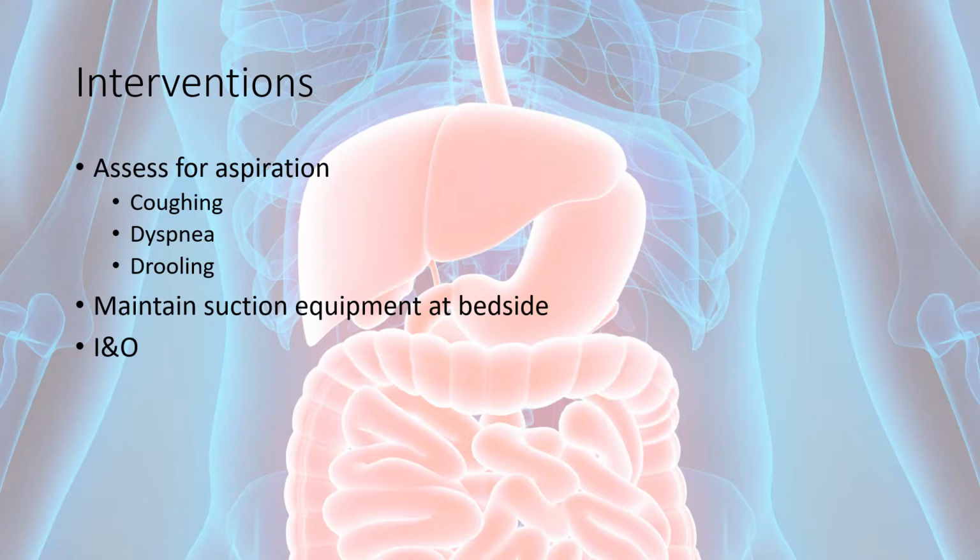A safety thing that we need to always think about, if there is a potential that our patient will aspirate, we need to maintain suction equipment at the bedside so that we can intervene when our patient has that regurgitation and then aspirates. Also, we need to make sure that we maintain our intake and output.